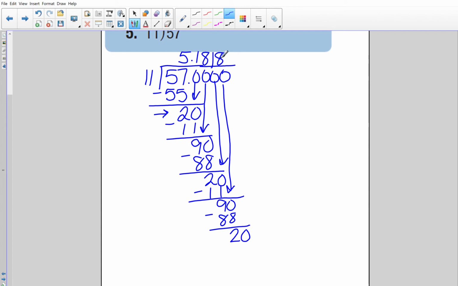So you're going to see that no matter what I do, it's going to be 181818. So my repeating decimal would be 5.18 with a bar. Because the 18 is repeating, we put the bar over the whole repeating piece, which is going to be the 1 and the 8. So just watch those.